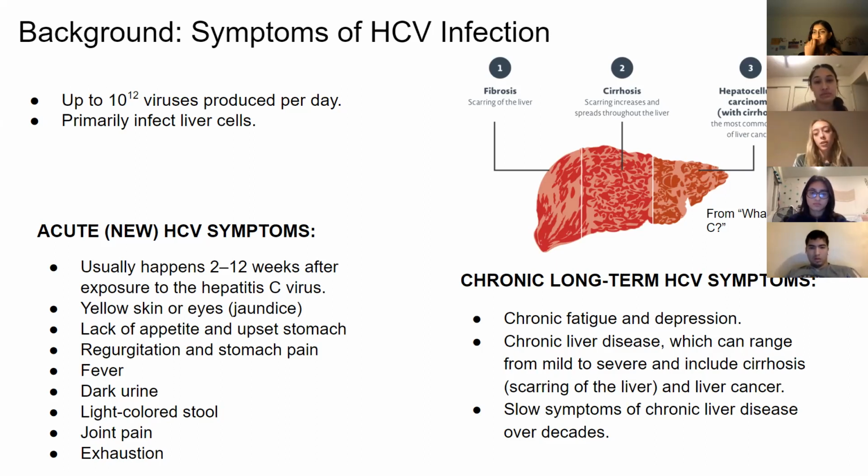But chronic long-term symptoms include fibrosis, cirrhosis, and hepatocellular carcinoma. Fibrosis being light scarring of the liver, cirrhosis being heavy scarring of the liver and the most common form of liver disease, and hepatocellular carcinoma is actually liver cancer.